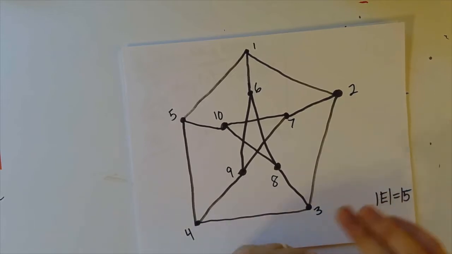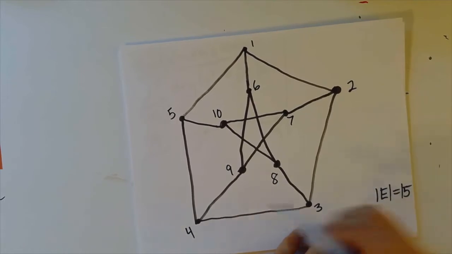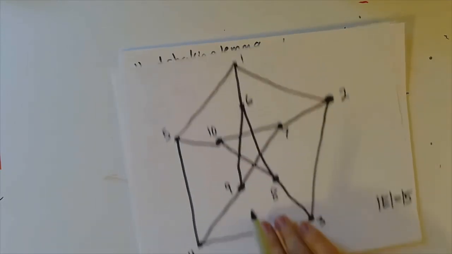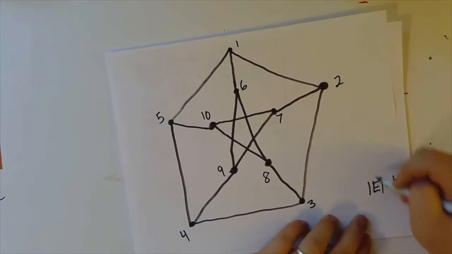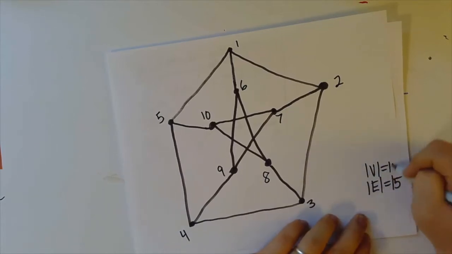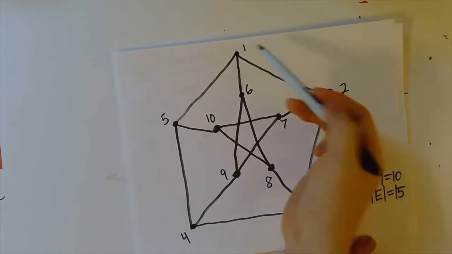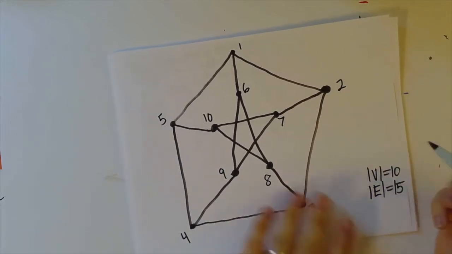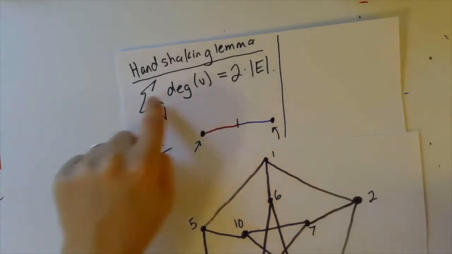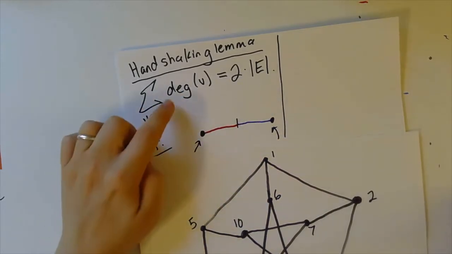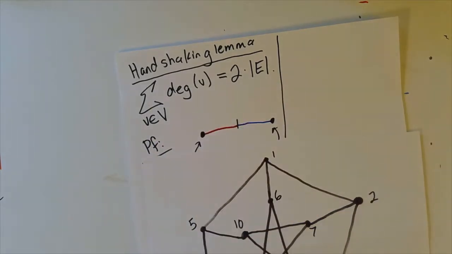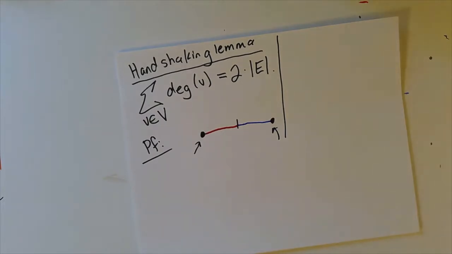On the other hand, if I were to take the sum across every vertex of the degree of that vertex, well, there are 10 vertices. And each of those vertices has degree 3, so I would get 30. And so, in fact, if I think about doing this to this graph, I would get 30 equals 30. 3 times 10 equals 2 times 15.